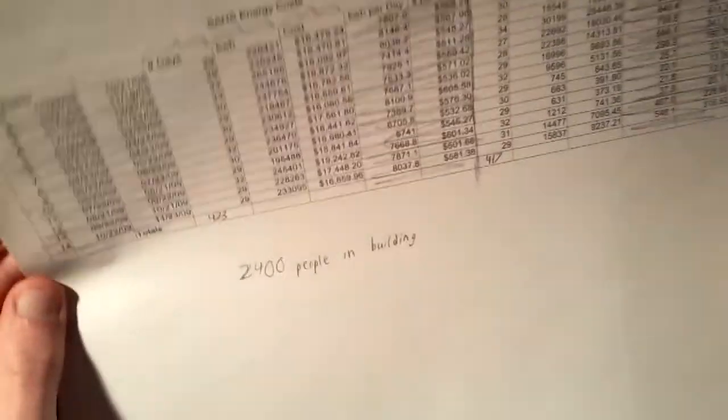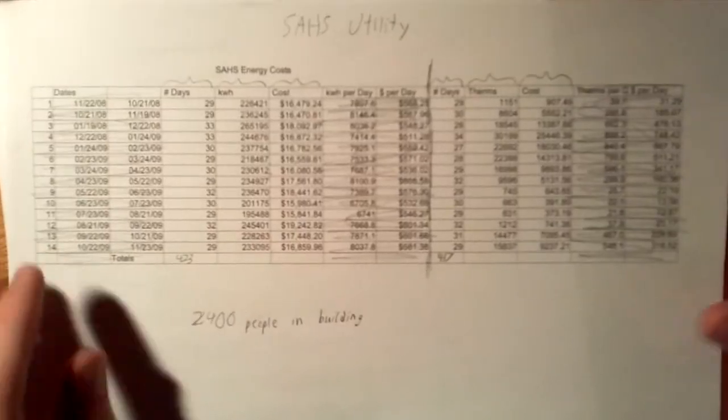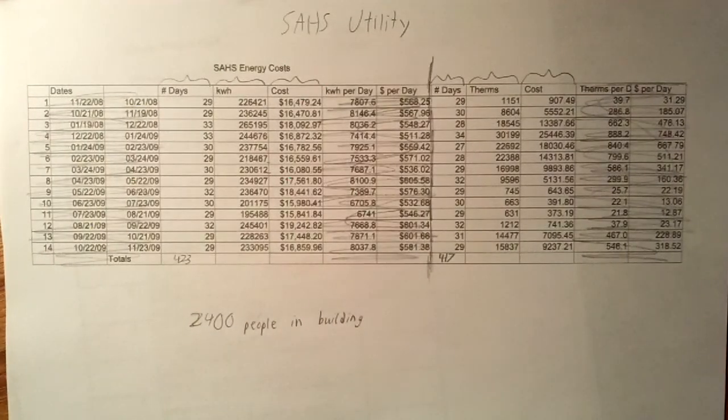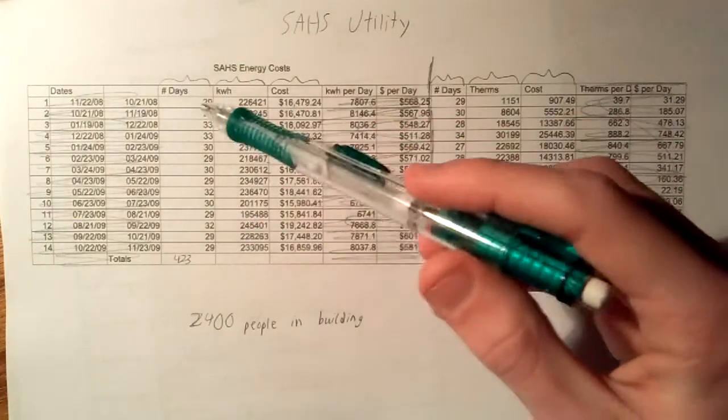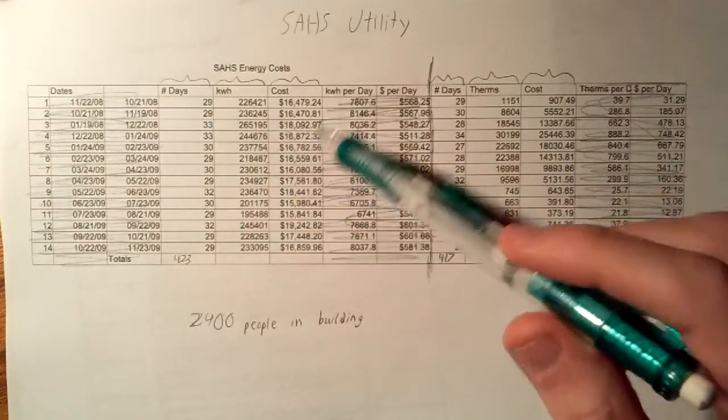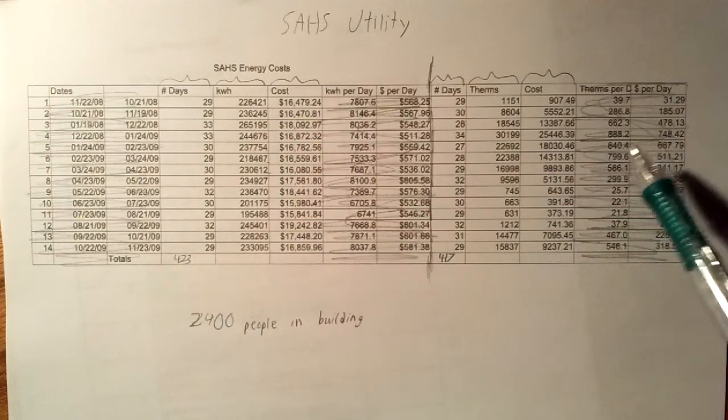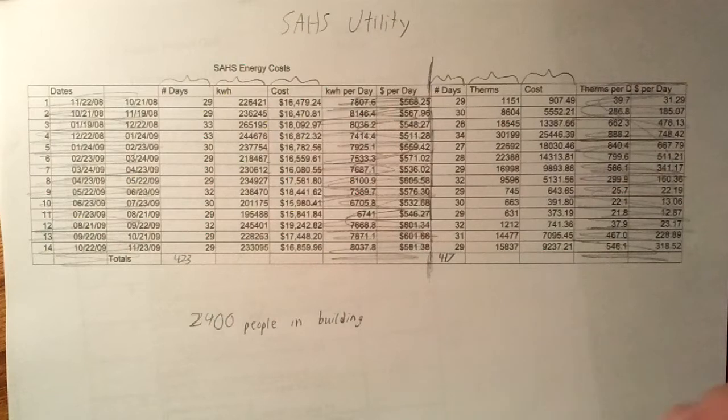I'm going to move on to the school utility chart, which is basically the same thing, except it's organized a little differently. You have number of days here, kilowatt hours, and cost is the electricity on the left, gas on the right. Again, what's in brackets is all you need to worry about. Everything that's crossed off, obviously you don't.